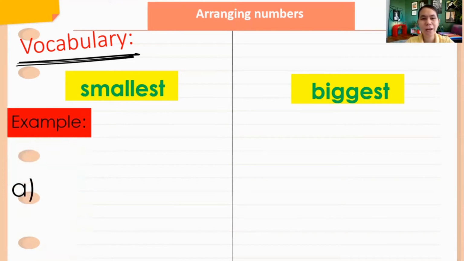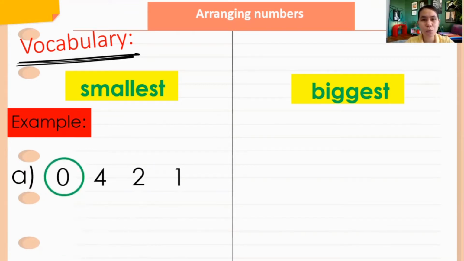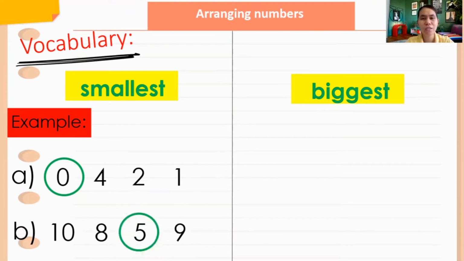We have here 0, 4, 2, and 1. We all know 0 is the smallest number among the other numbers. Next example, we have 10, 8, 5, 9. And we all know also that 5 is the smallest number among the other numbers.